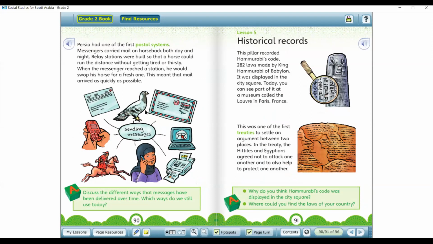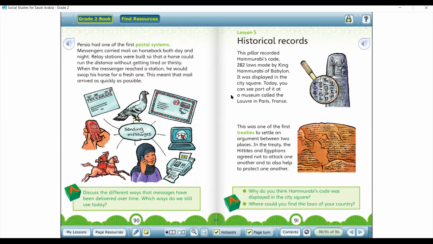We also saw a few weeks back that these messengers on their horses would completely swap the horseman and the horse, and have a fresh horseman and horse to take the message further. So here's a little diagram on how we used to send messages and how we send messages today, obviously using everything via the internet, which is much faster.